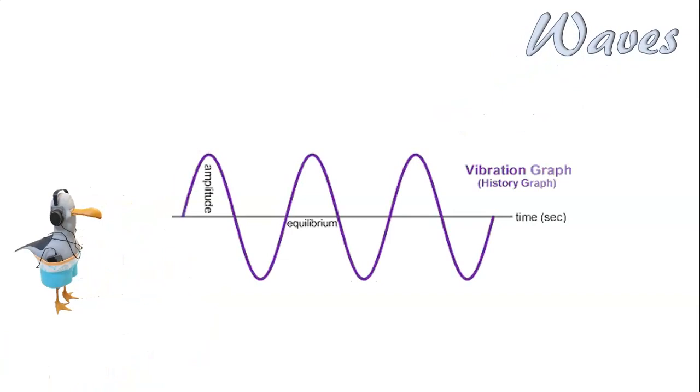First off, we're going to define a few terms. The amplitude is this height right here, from the equilibrium point to the top up here. We call this the amplitude of the wave. And this is from the equilibrium point, which is in the middle of the wave, or where the wave is not disturbed.